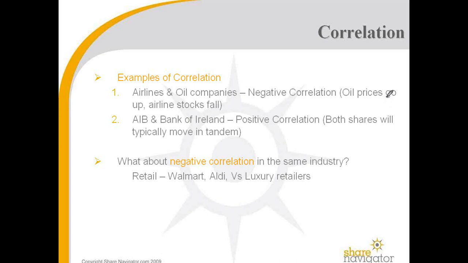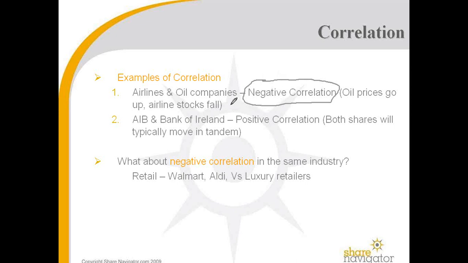So correlation, what is it? Correlation is the relationship between two companies, three companies, four companies that you may have in your portfolio, and how they move for a given move in stock price. A perfect example of a negative correlation is oil prices and airline companies. If oil prices are going up, it's more expensive for airline companies to fly their planes all around the world. So airline stocks tend to go down when oil prices go up.